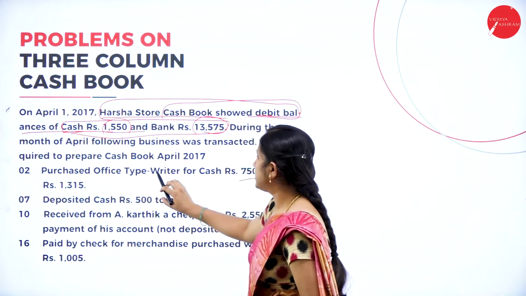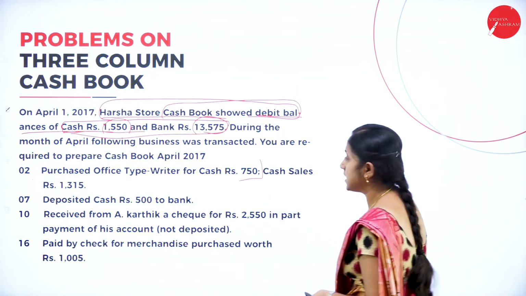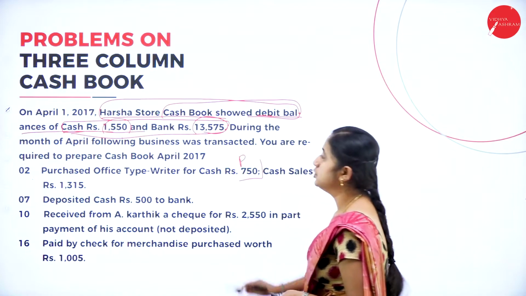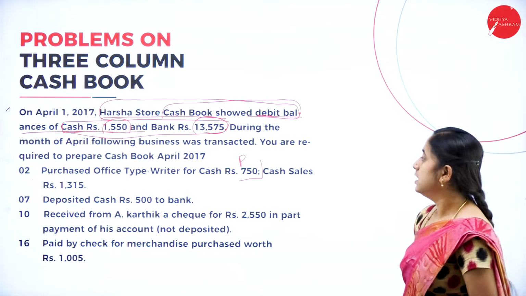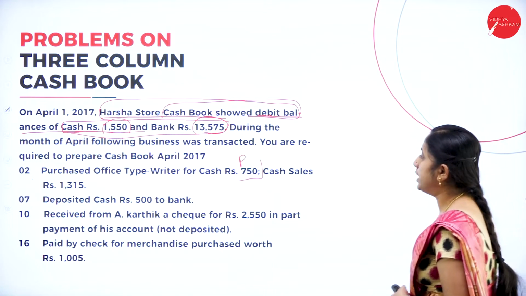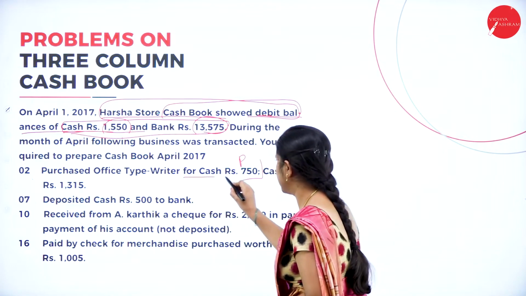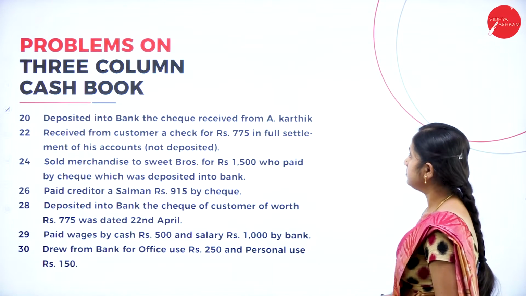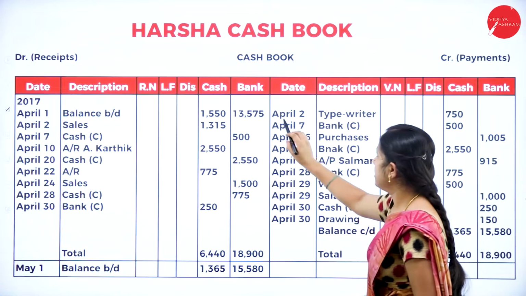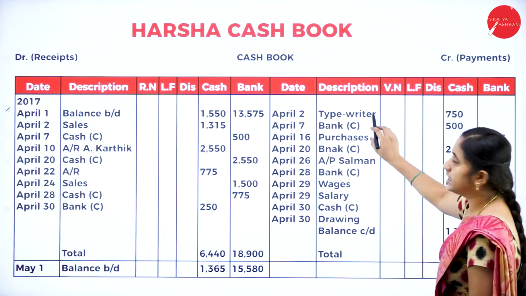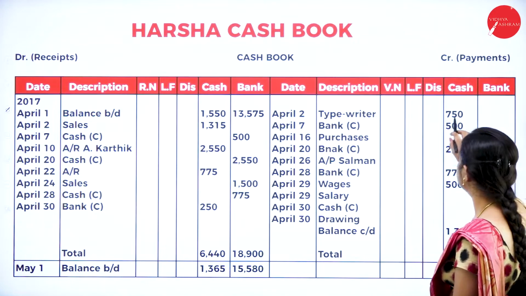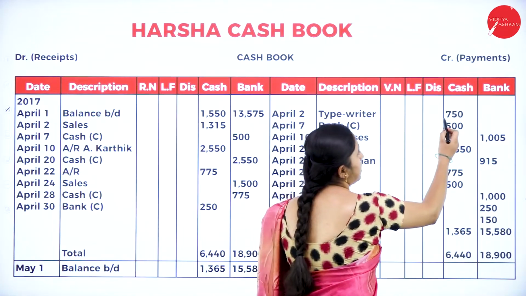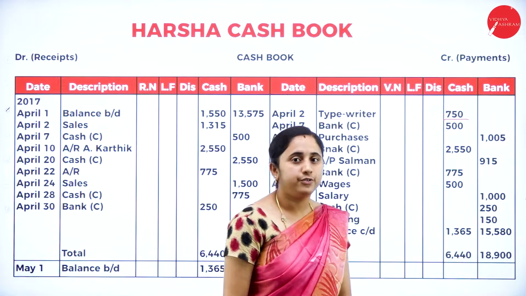Purchase office typewriter for cash, rupees 750. This is a payment, so write it on the credit side. You purchase the typewriter for cash, so consider it a cash purchase. On the credit side, April 2nd, typewriter, purchased for rupees 750. Since you purchased for cash, write 750 in the cash column.